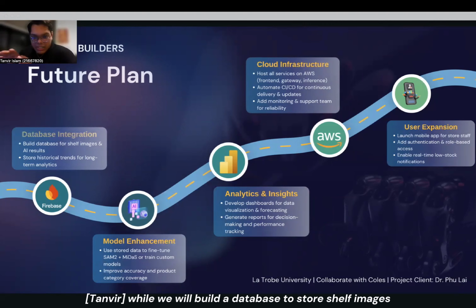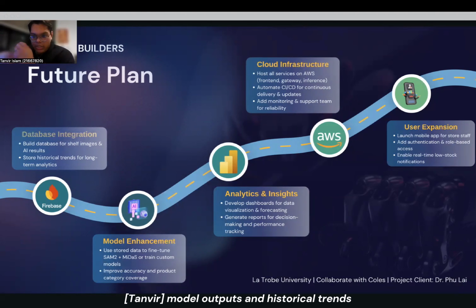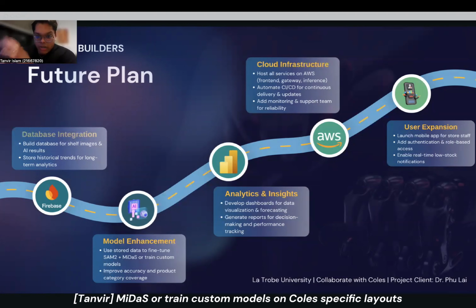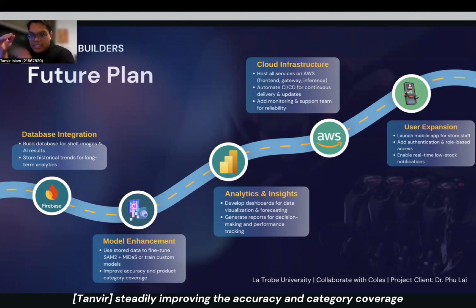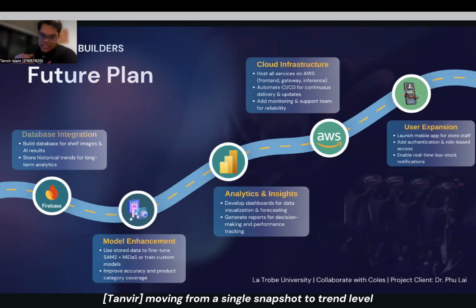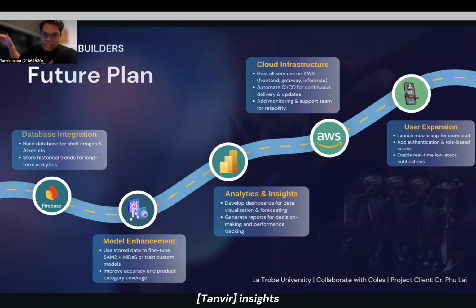We will build a database to store shelf images, model outputs, and historical trends, which lets us fine-tune SAM2 plus MiDaS or train custom models on store-specific layouts, steadily improving the accuracy and category coverage. It also unlocks forecasting and performance dashboards, moving from a single snapshot to trend-level insights.